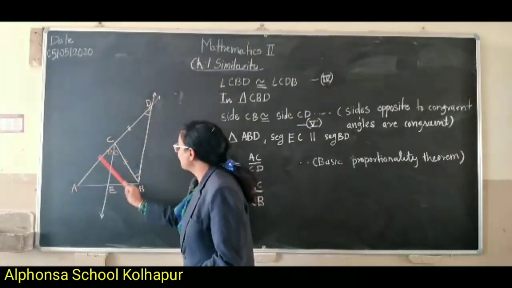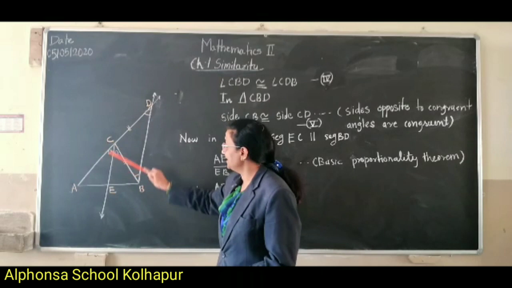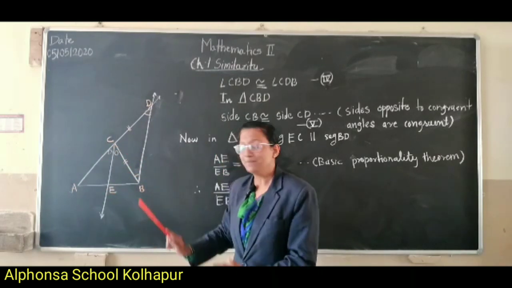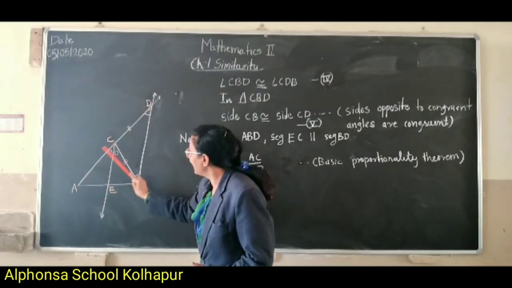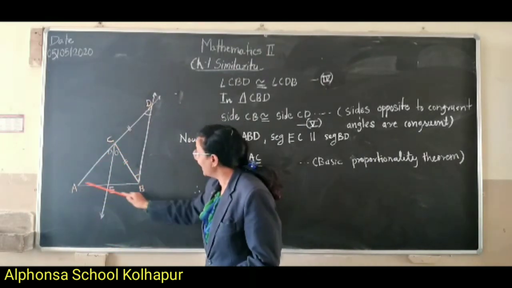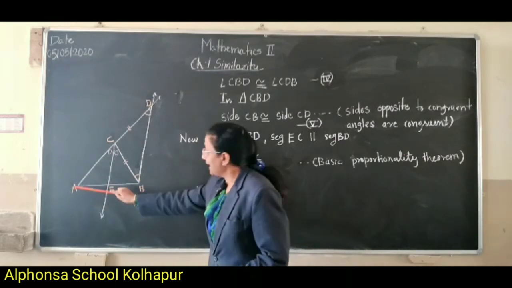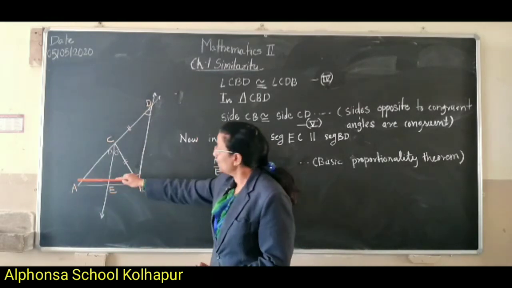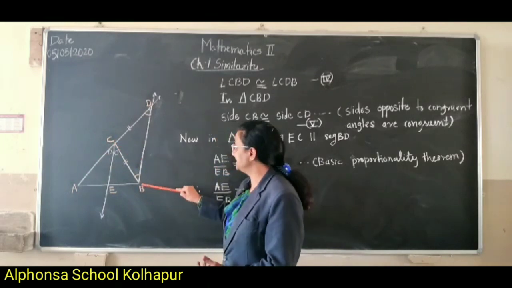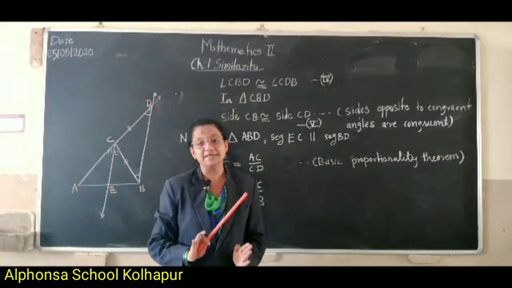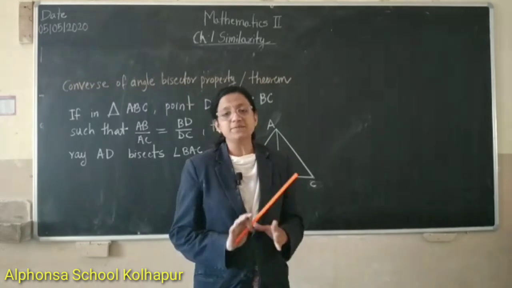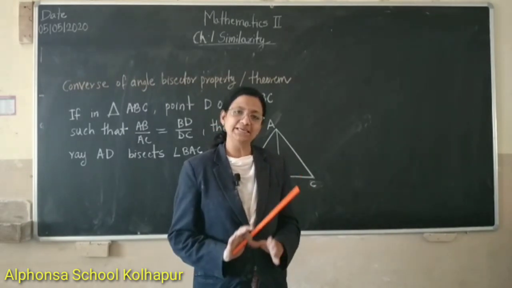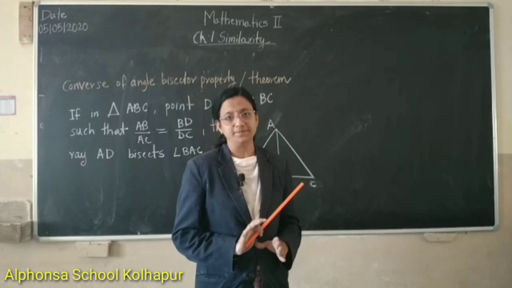Means in a triangle ABC, if CE is the angle bisector of angle C, then CA upon CB is equal to AE upon EB, or AE upon EB is equal to AC upon CB. This was the angle bisector theorem. Remember, dear students, another name for the angle bisector property is the angle bisector theorem.